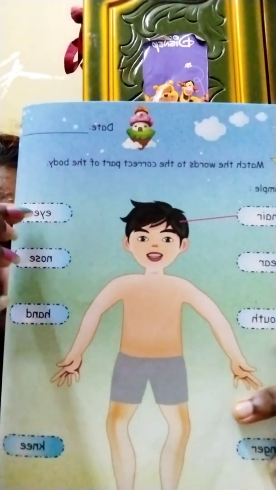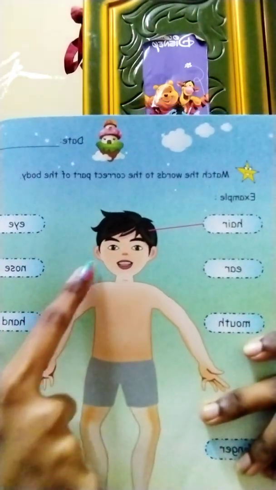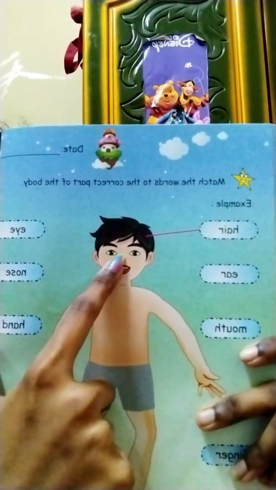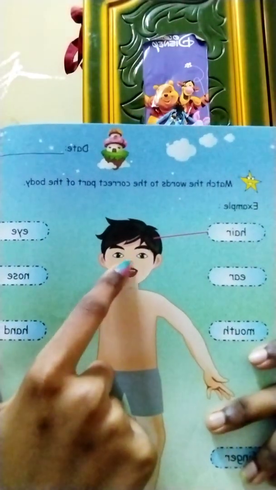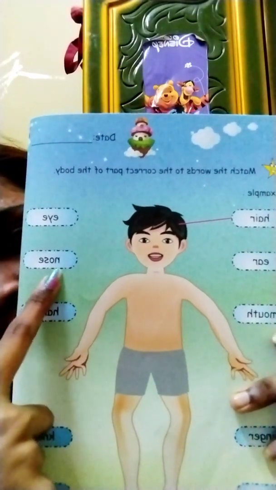Go to the left hand side. What is the first word? Eye. Where is the eye? Here is the eye. Now put a line to the eye. The next word. What is the next word?